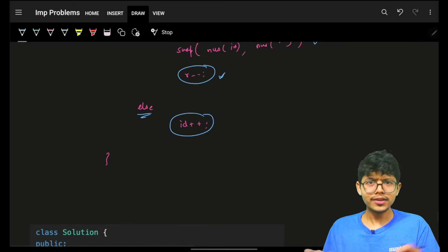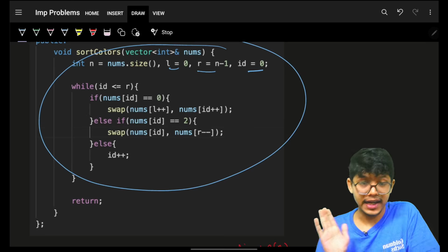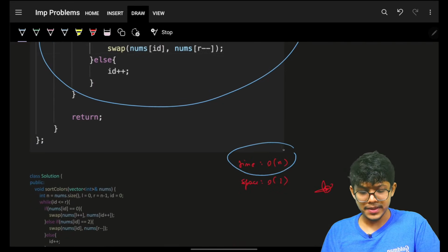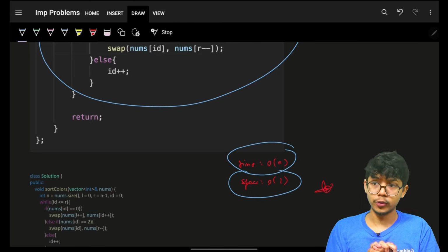And thus, this is the code. Simple. So this is the exact code which I showed you, with my L, R and ID. And time, as we can simply see, is O of n. Space will be O of 1 because of no extra space. It's just simply a 3-pointer approach. Cool. I hope you got it.